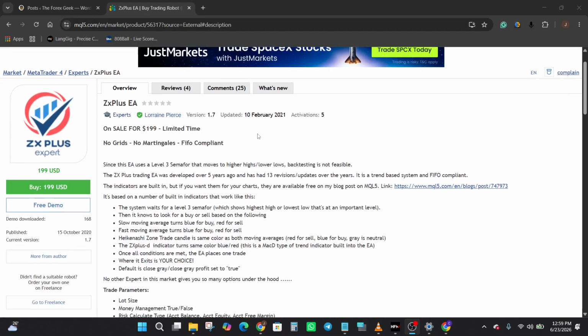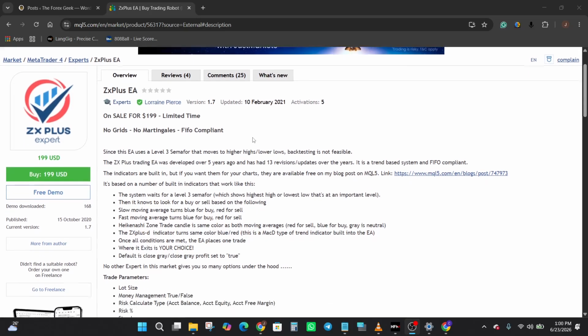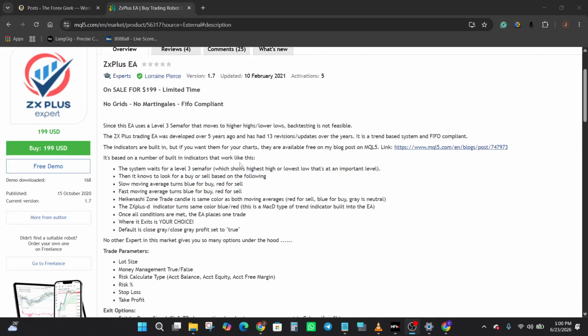As I scroll through the marketplace page, one of the first things highlighted is that the EA is designed as a trend-based trading system. The developer also emphasizes that it does not use grid strategies or martingale techniques and is described as FIFO compliant, which may be important for traders operating under brokers that require FIFO rules.